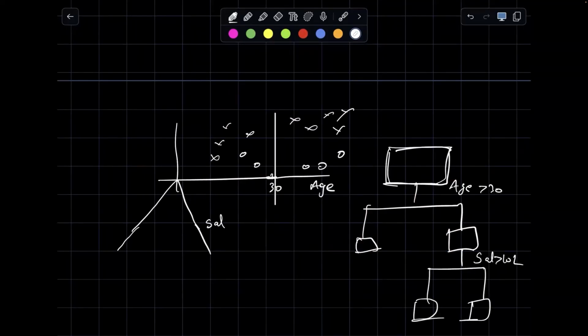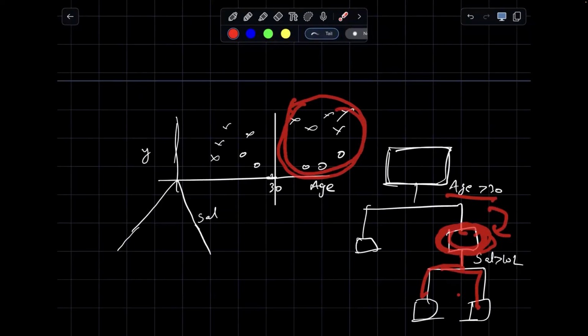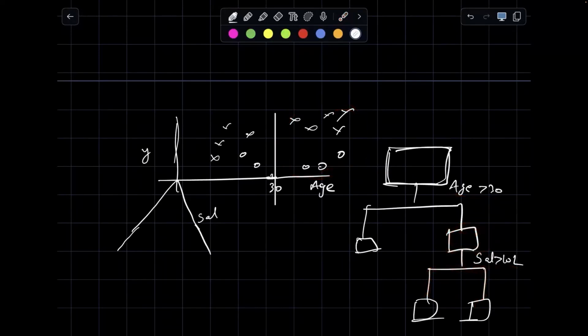And now let's say this one again will be split based on salary greater than 10 lakhs. Fine. So I'll take this as salary, and this one I'll take again, this will be Y. Salary, let's say 10 lakhs is somewhere like this. Age greater than 30, which is this, is further split into two parts whenever salary is greater than 10 lakhs. So it will be something like this.